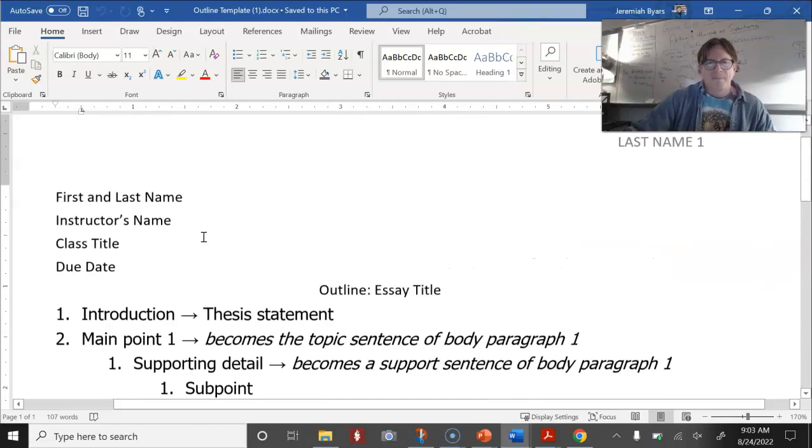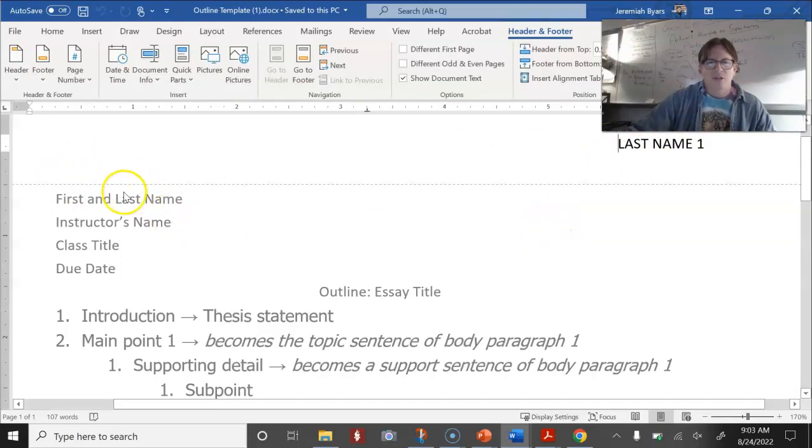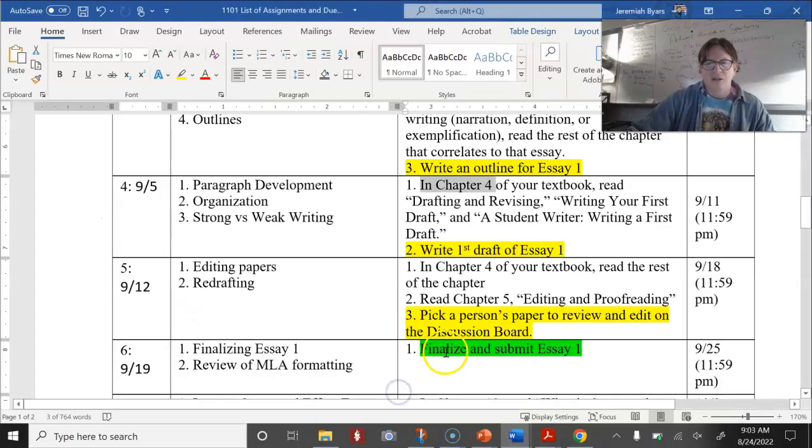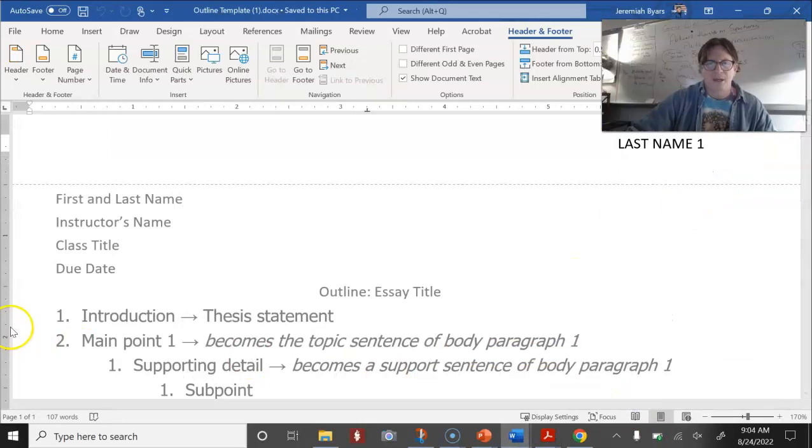All right, fill this in. Put in your last name. You've got to double click to do so. Put your first and last name, my name, class title, and due date. Okay, your outline is due 9/4, September 4th. So you'll write September 4th in that form, okay?